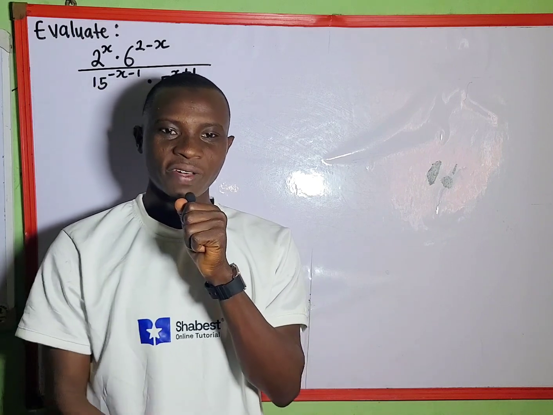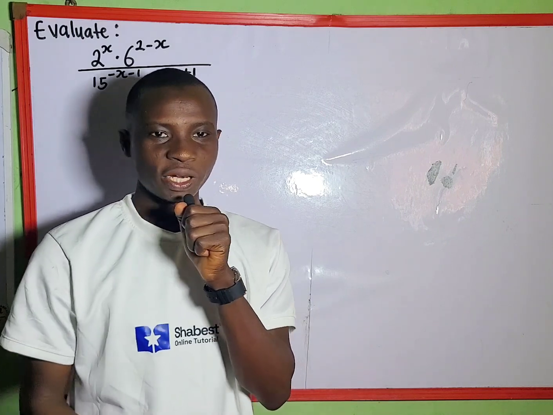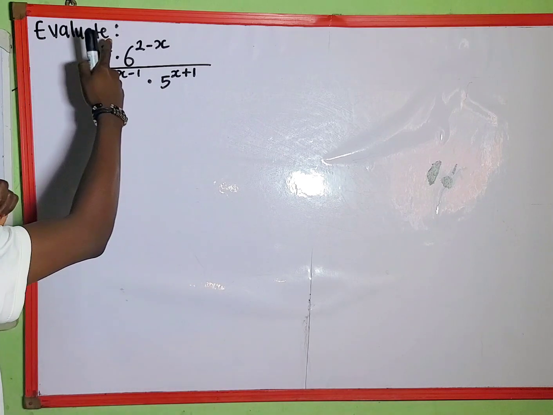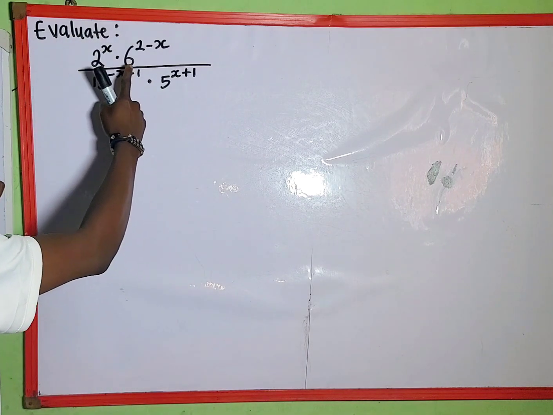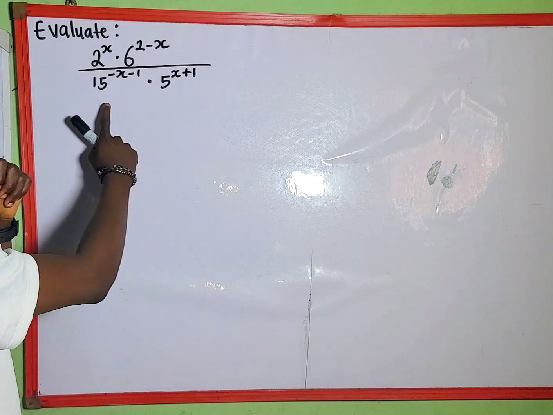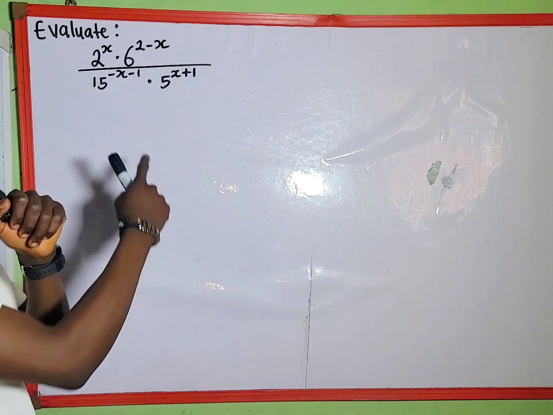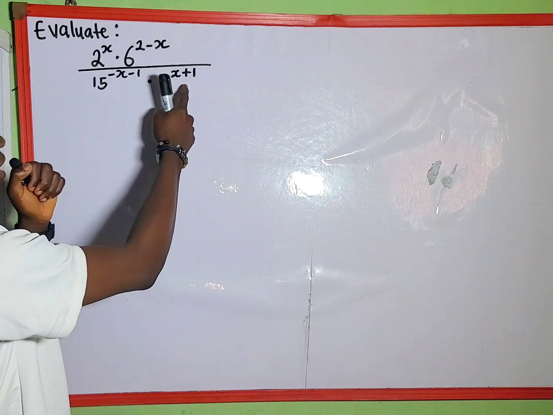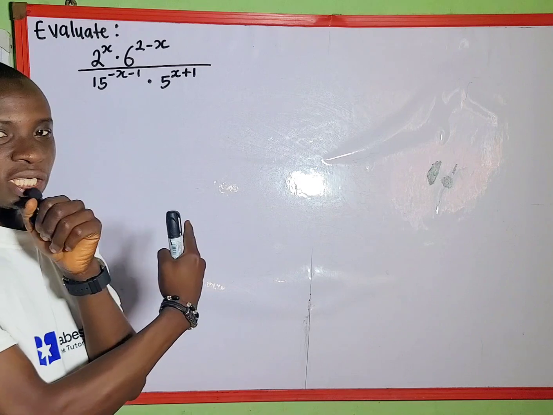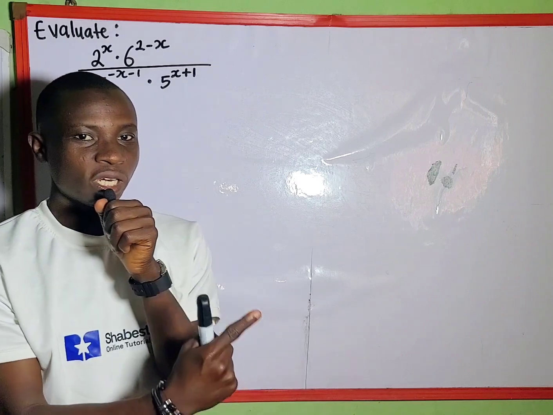We're going to learn how to evaluate this expression on the board with exponent. We are given that 2 raised to the power of x multiplied by 6 raised to the power of 2 minus x, over 15 raised to the power of negative x minus 1, multiplied by 5 raised to the power of x plus 1.